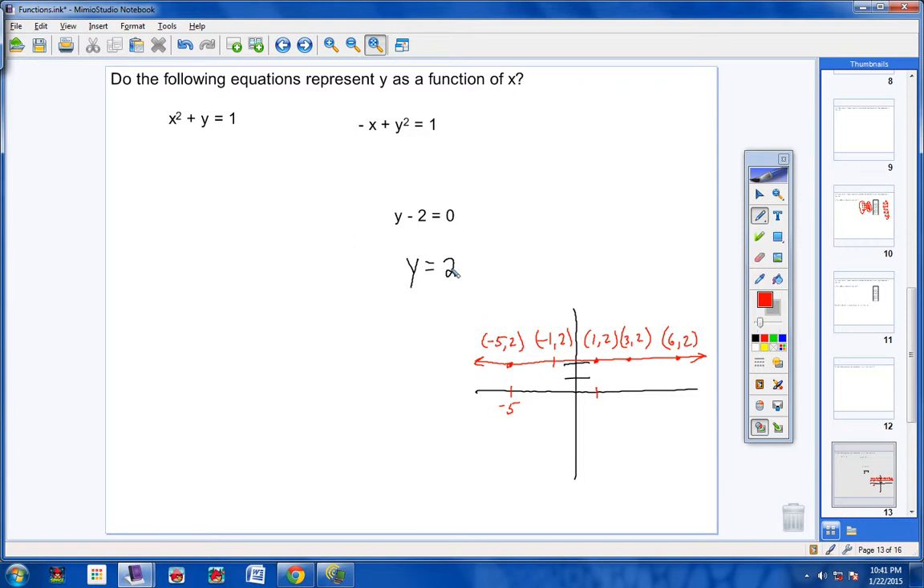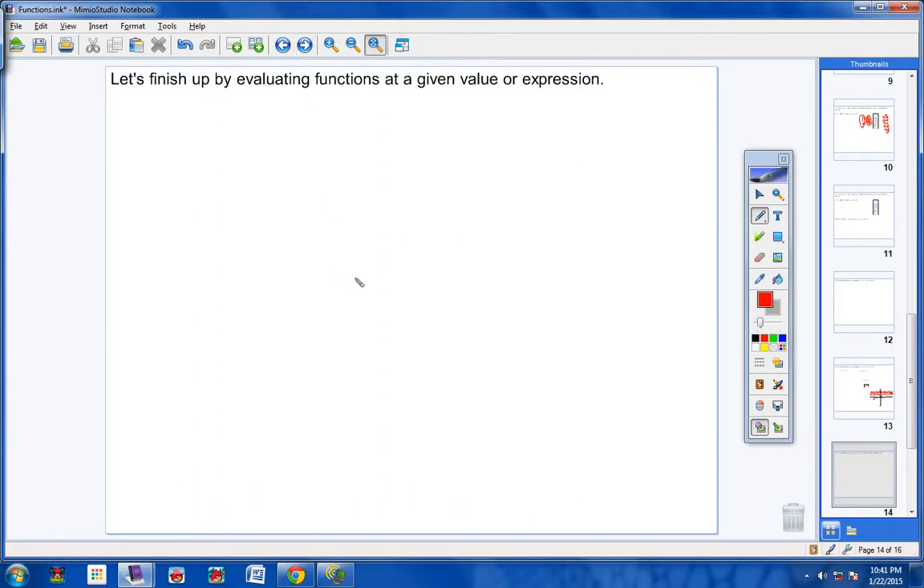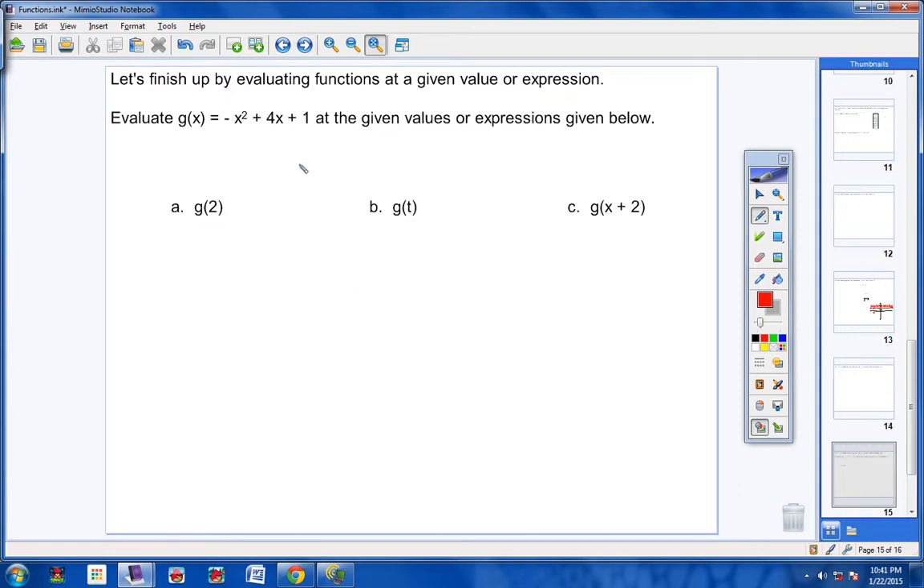So let's review very quickly. When I ask you, does an equation represent y as a function of x, get y by itself, put some numbers in for x, and see if you get two values out. Okay? Alright, moving on. Let's finish up by evaluating functions at a given value or expression. Let me show you what I mean. Okay, here's your function. g of x equals negative x squared plus 4x plus 1. We're going to evaluate this function at the given values or expressions below.